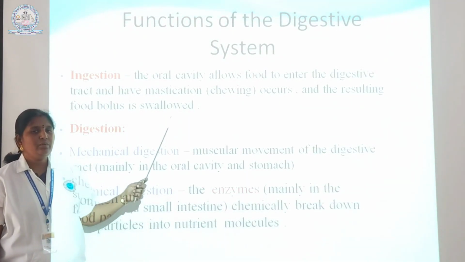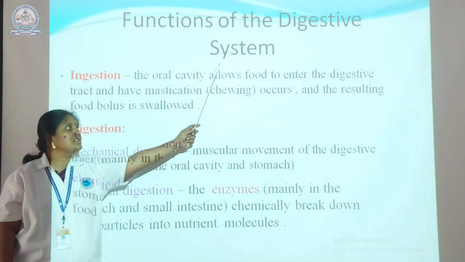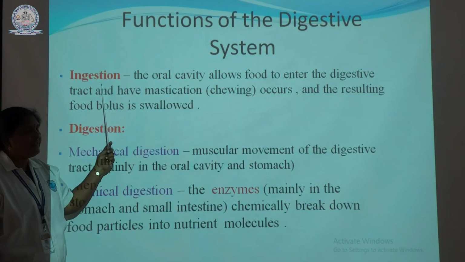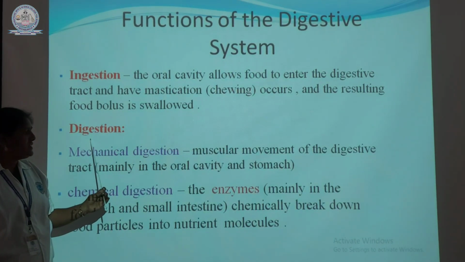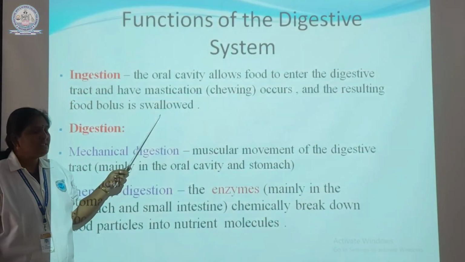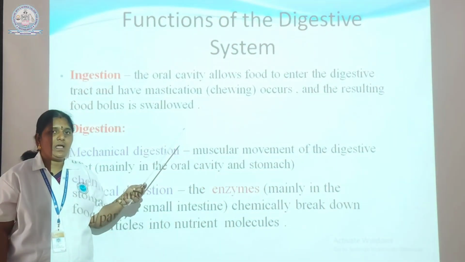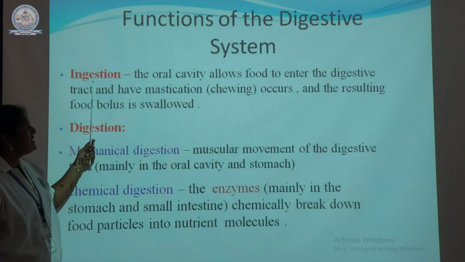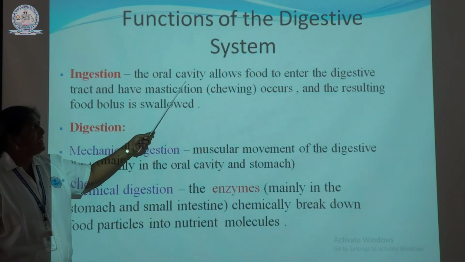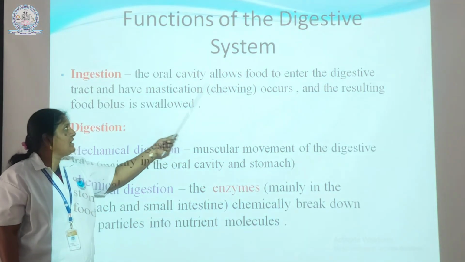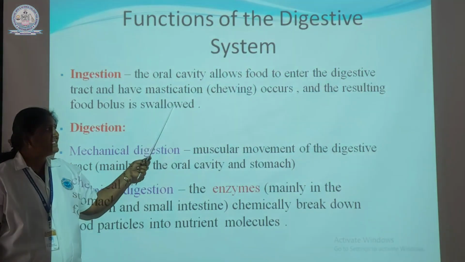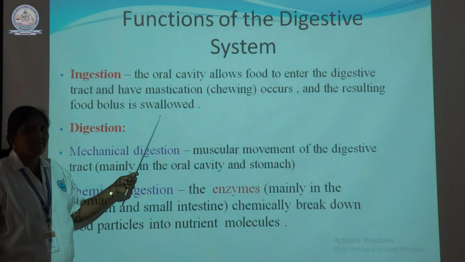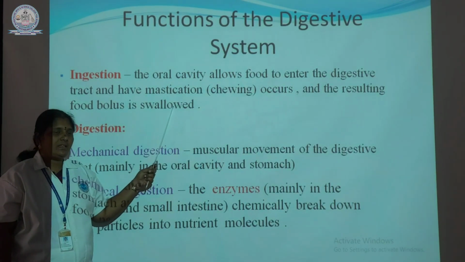Now we discuss the major functions of the digestive system. The major functions are in 5 ways. These are: first one is ingestion, second one is digestion, third one is secretion, then absorption, and excretion, also called elimination. First one is ingestion. The oral cavity allows food to enter into the digestive tract and mastication occurs, and the resulting food bolus is swallowed. It is called ingestion.